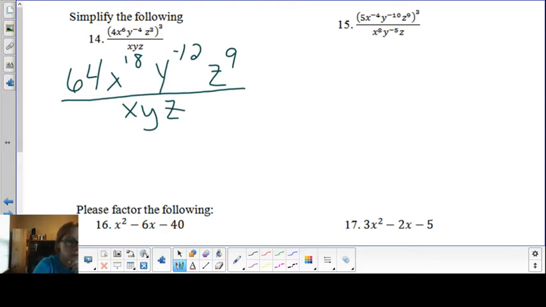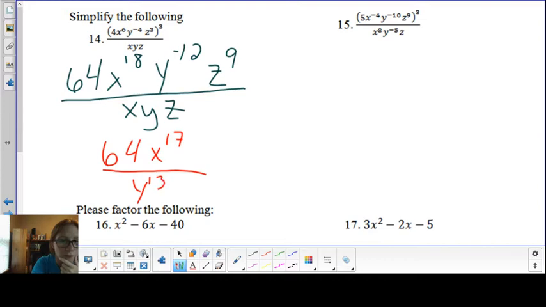18 minus 1 will give me 17. 64 is going to stay on top. I have a positive 17, so my x's are going to stay on top. My y's are going to jump down and hang out with the other one down there, so that means there's 13 of them now. 9 minus 1 is 8.